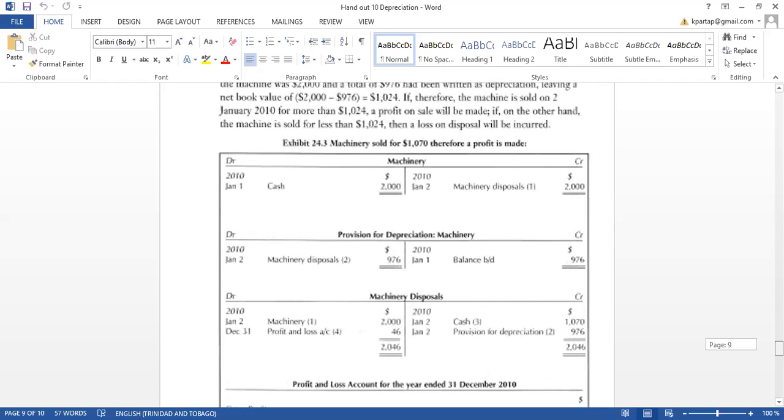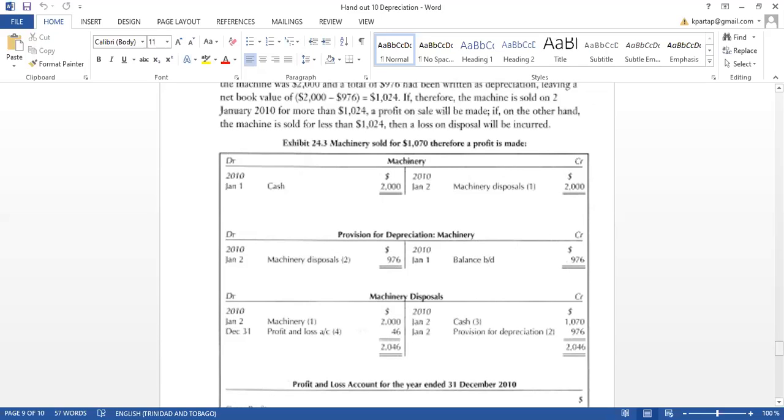So we have the machinery account. The machinery account would have been debited when we buy the machine, but we want to take it out of the machinery account and send it to the machinery disposal account. So that is why we have the entry on the credit side for machinery disposal, 2,000. So we're taking that machine out of this account and putting it into the machinery disposal account. If you follow it, we're going from the first account there to the third account, the machinery disposal account. And on the debit side, we have machinery, $2,000.